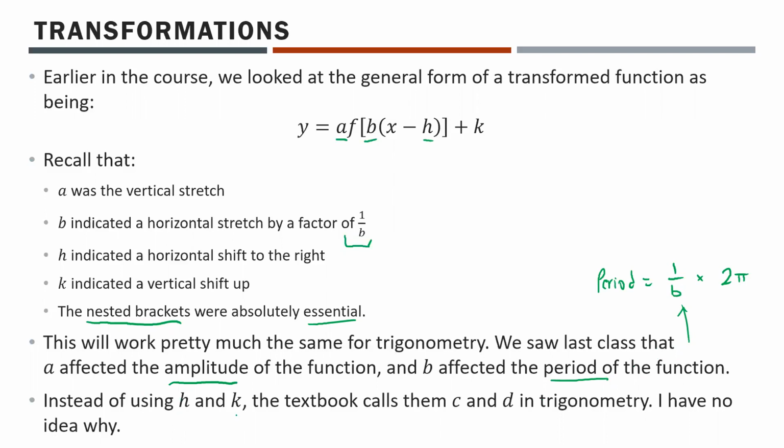Now, instead of using h and k like what we used to do, your textbook is calling them c and d now in trigonometry. To tell you the honest truth, I have no idea why. I have no idea why they decided to change them for trigonometry and not for earlier in the year. It would have made more sense to say this was c and d at the beginning of the year, but that's just what your book does, so I'm following it so you don't get too confused.